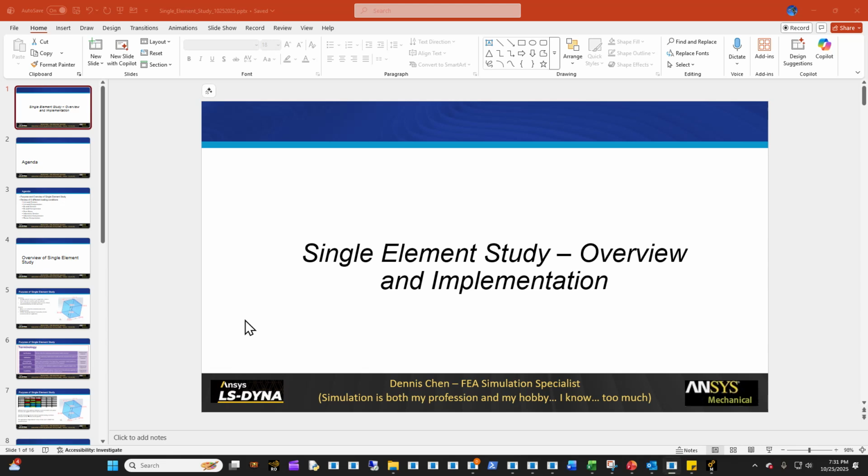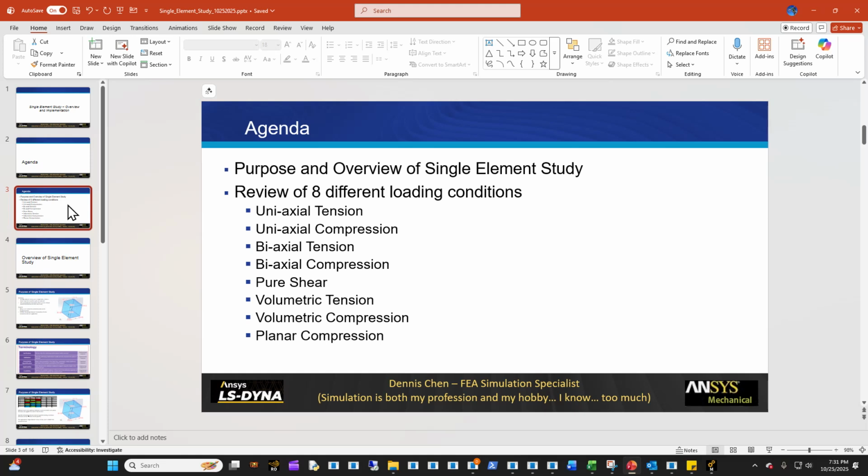All right. Today let's look at single element studies. It's not really specific to a code, but I'm gonna go over the basic setup and the purpose and the overview of single element studies, and then I'm also going to showcase basically as many of the load cases as I've ever looked at in the past.